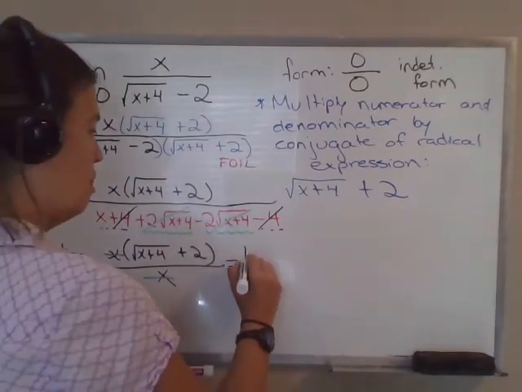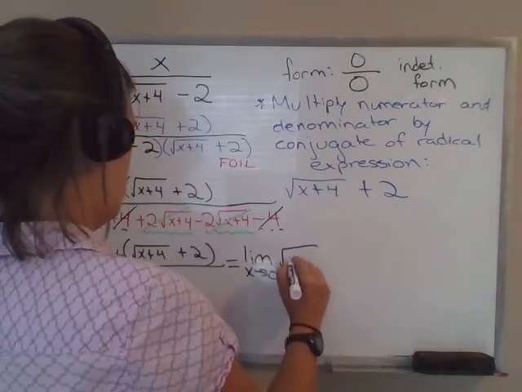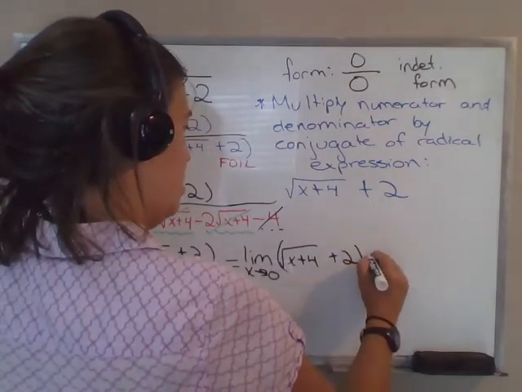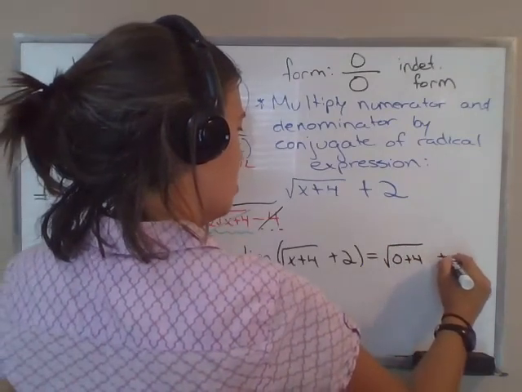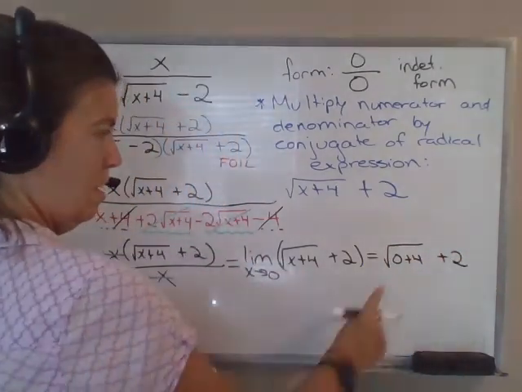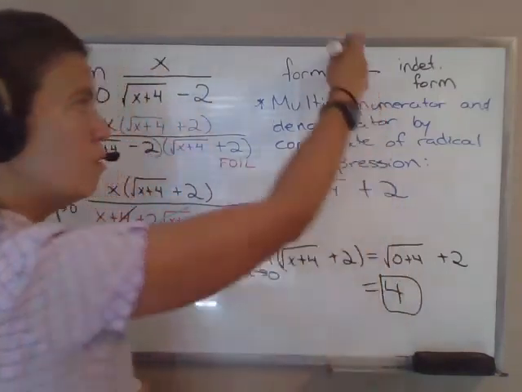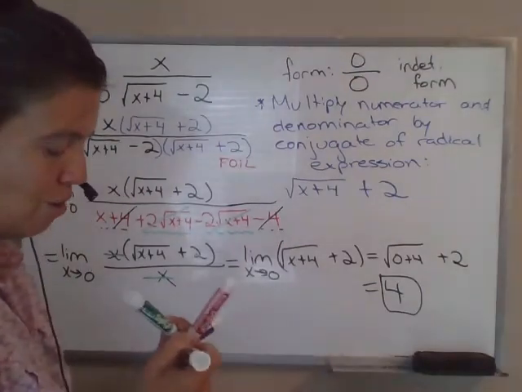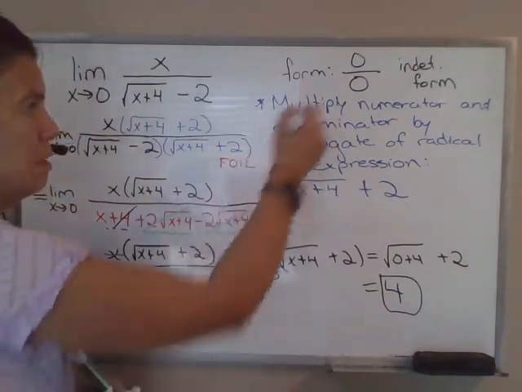Okay, and so now we've got the limit as x approaches 0 of the square root of x plus 4 plus 2. And so that's equal to the square root of 0 plus 4 plus 2, and so that's 2 plus 2. Our answer is 4. And so this time 0 over 0 turned out to be 4, just to reiterate the fact that 0 over 0 really is an indeterminate form. You cannot determine the limit based on 0 over 0.